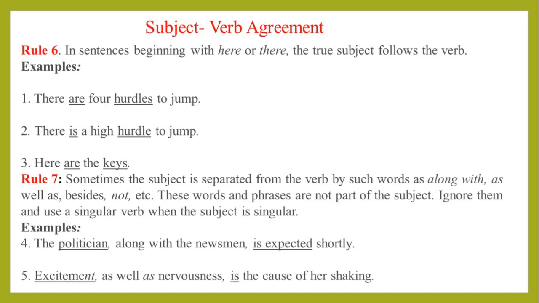Rule 6. In sentences beginning with here or there, the true subject follows the verb. Observe the example. There are 4 hurdles to jump.